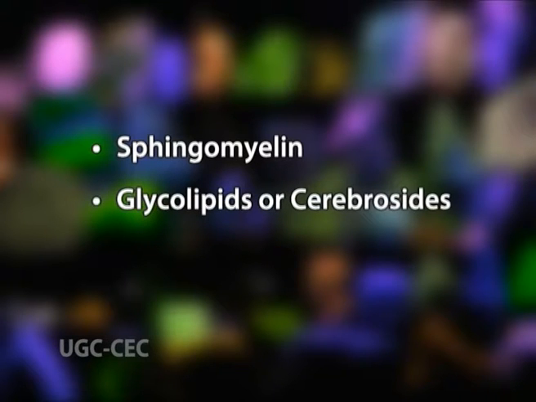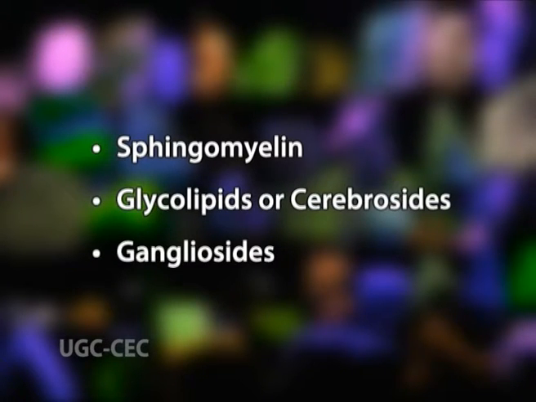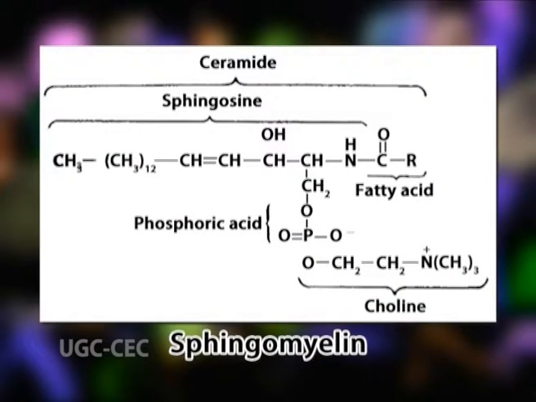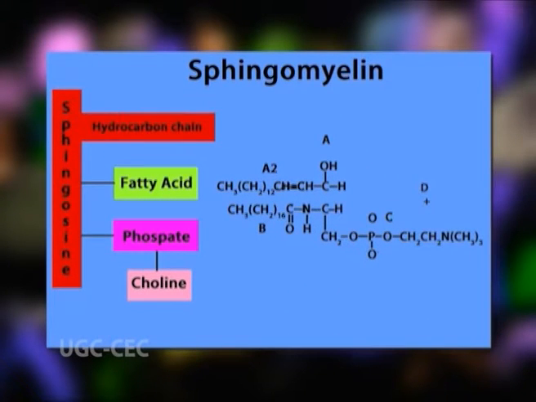The common sphingolipids are sphingomyelin, glycolipids or cerebrosides, and gangliosides. The first type, that is sphingomyelin, is a sphingolipid comprising a ceramide unit and phosphorylcholine. In sphingomyelin, the phosphorylcholine is joined to the hydroxyl group of ceramide at position 1. Sphingomyelin is found as a major component of the complex lipids in animal tissues, but not in plants and microorganisms.